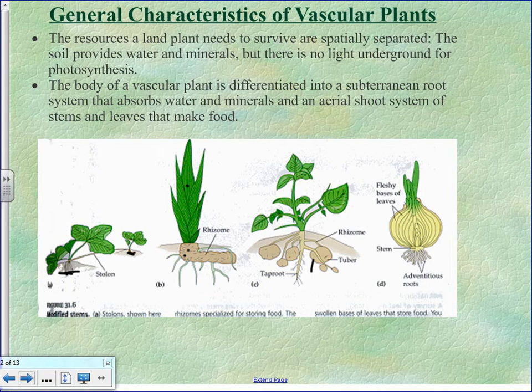Potatoes are the way that plants store energy. We store energy as fat. Plants store energy as starch. Starch is plant fat. So potatoes are fat plants. They store lots and lots of energy in the tubers, that's the potato, underground.